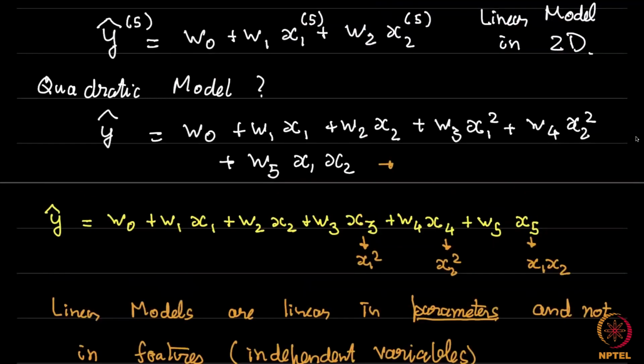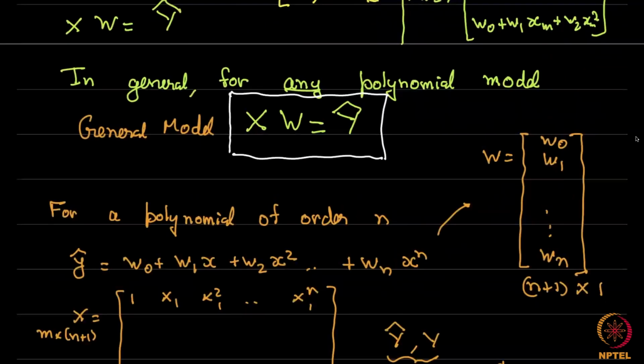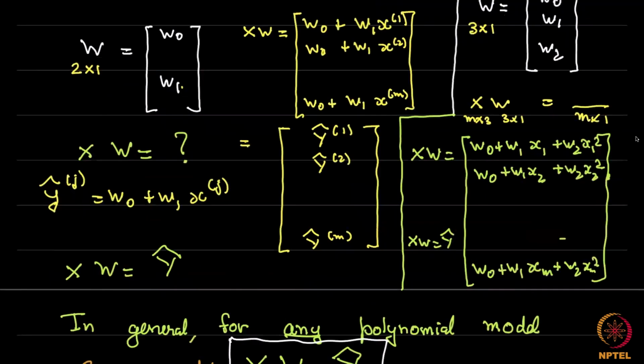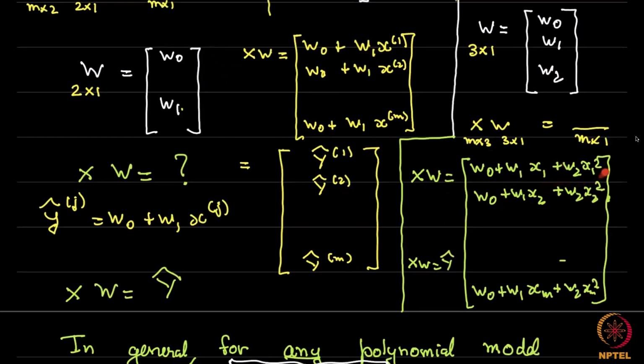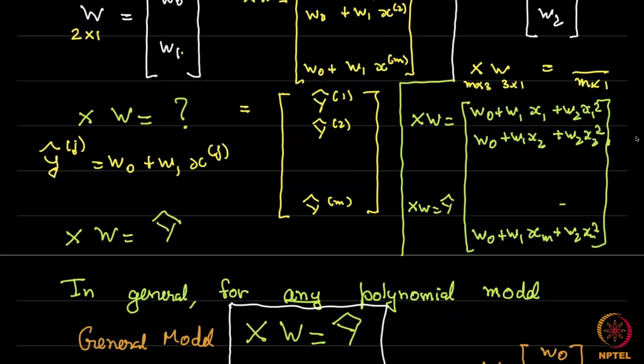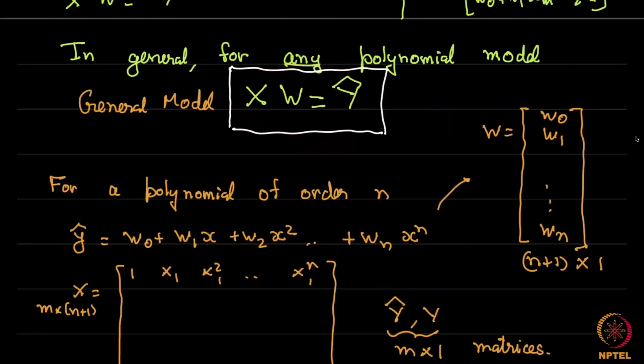For example, when we had a simple quadratic model such as this, it was not linear in x, but it was linear in w. It is only w0, w1, and w2. You don't have terms like w0 square, w1 square, w2 square, etc. All you have are terms that are linear in w. When you look at this formula, x w equal to y hat, the main thing here is this is linear in w.